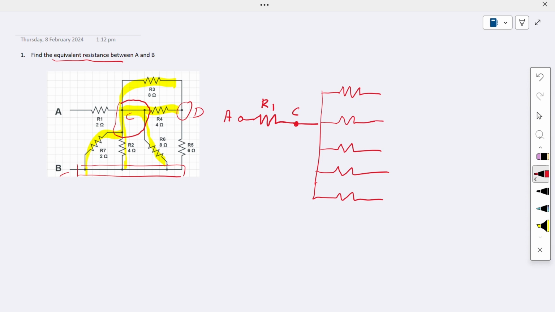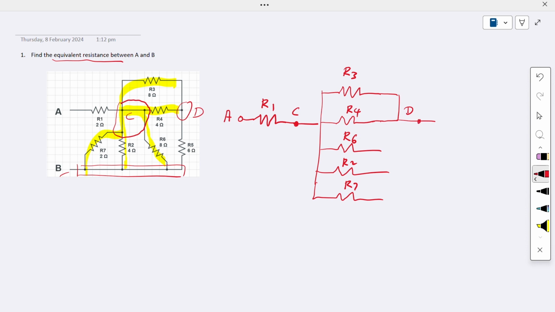Then we're going to label the values. We start from the top one, which we label as R3, followed by R4, and then we have R6, and then we have R2, followed by R7. Now R3 and R4 are connected to the D node, right? So these ones will be connected to the D node here. This is what we call the D node.